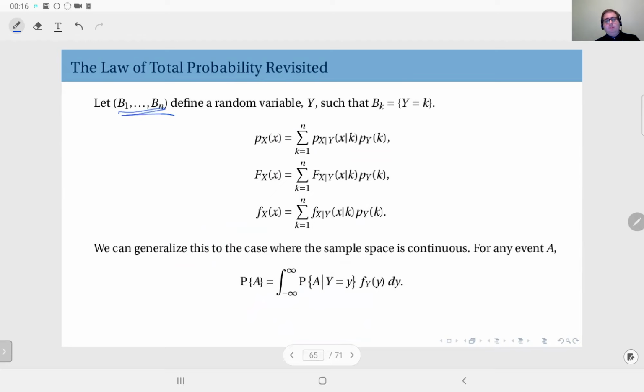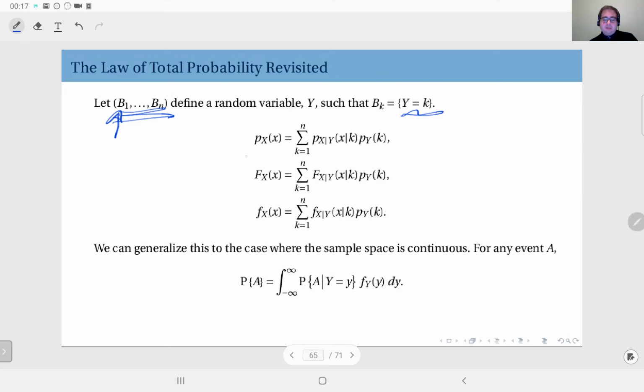Now, consider this partition here, B1, B2 up to Bn. Okay, we say that this is a partition of the sample space, but now let's define a random variable Y to represent this partition. Okay, so it will be a discrete random variable here in the first scenario. We will just say that when the outcome falls in B1, we will say that Y takes the value of 1. If the outcome falls in B2, we will say that Y takes the value of 2, and so on. Okay, so we just represent the partition using a random variable, nothing new here.